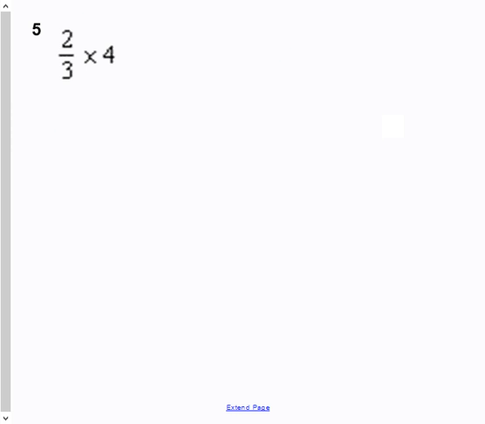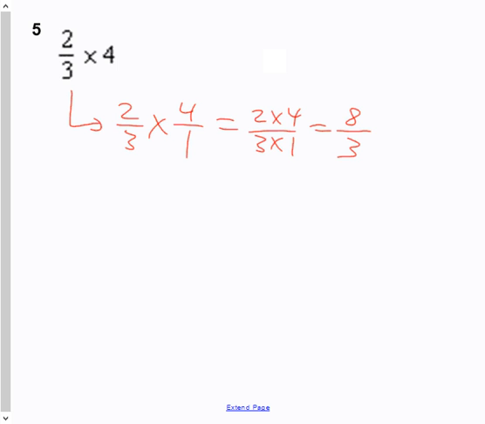Question 5 says 2/3 multiplied by 4. Now we're just looking for the algorithm or the procedure to get the answer. We always said that it's easier to think of whole numbers as being over 1, and then you multiply your numerators together and you multiply your denominators together to get an improper fraction of 8/3. How many 3's in 8? There are 2, with 2 left over. So as a mixed fraction, your final answer is 2 2/3.